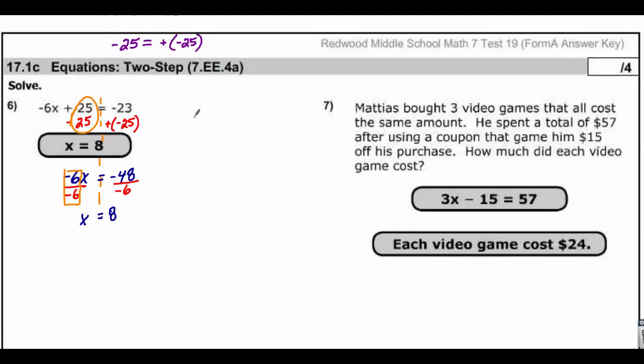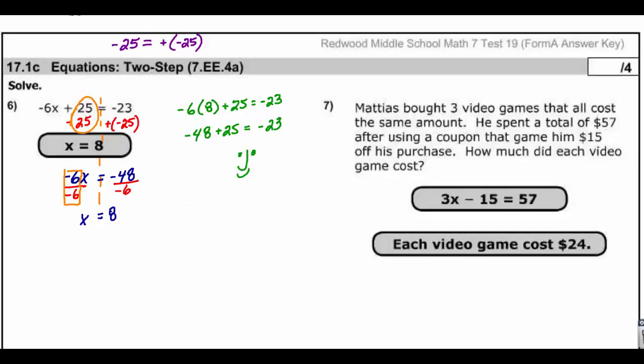We can check that by taking negative 6 times positive 8, adding 25, and seeing if we get negative 23. Well, negative 6 times positive 8 is negative 48. And yes, when you add 48 negatives to 25 positives, these cancel. 25 of these cancel 25 of those, and they leave 23 of those. And it's all good.